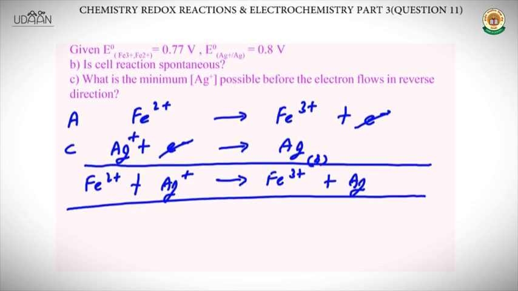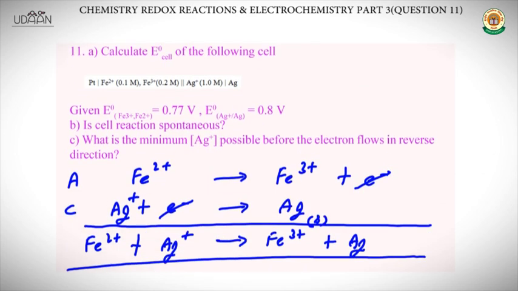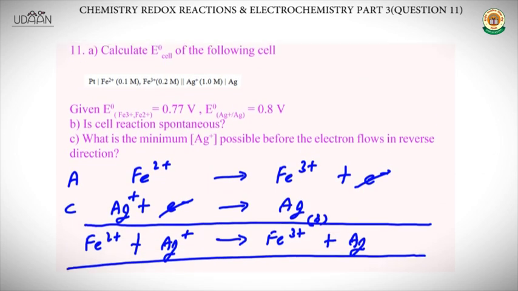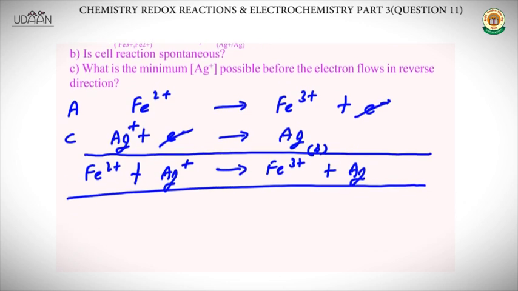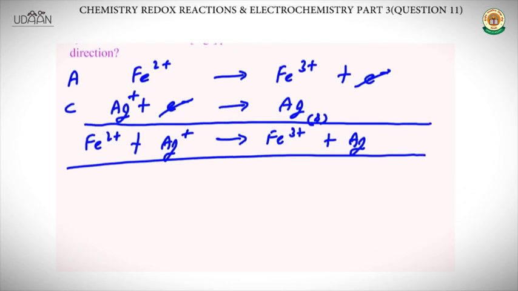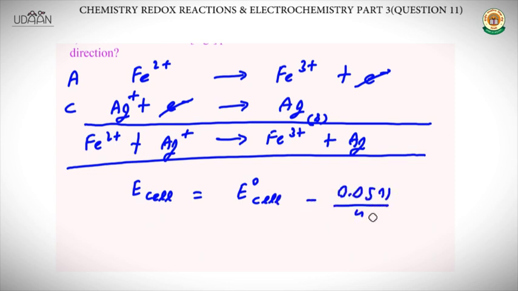In the first part, we need to calculate the value of E0 cell, which we have done several times before. So we'll directly apply the Nernst equation for this. E cell is equal to E0 cell minus 0.0591 by n log Q.